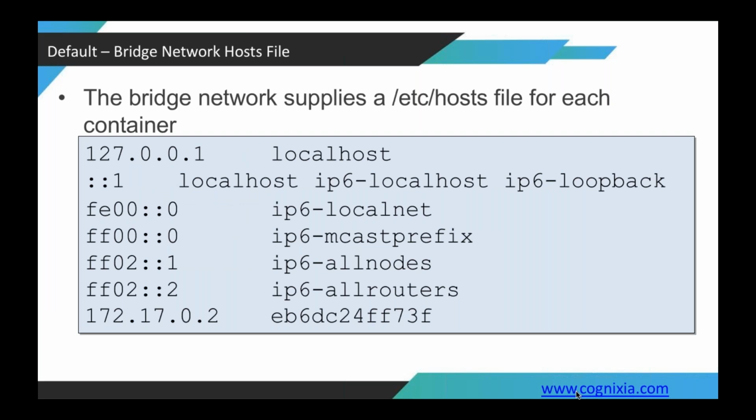Also, if you closely analyze your container, whenever you log in inside a container and check the /etc/hosts file of that container, you will see an entry with a container IP followed by the container ID. See, this EB6 is a container ID. So the /etc/hosts file is resolving the container ID to the IP address, so that we can refer to the container ID and it will automatically get resolved to the container IP.